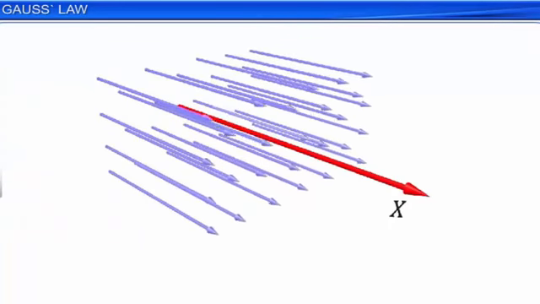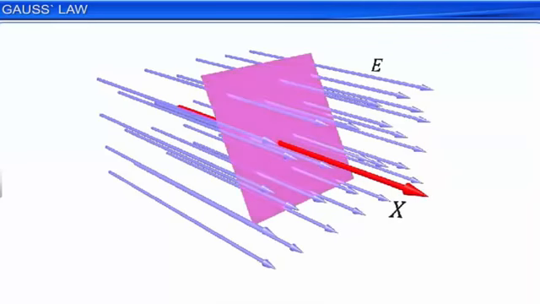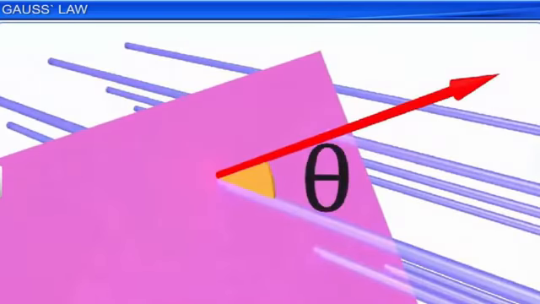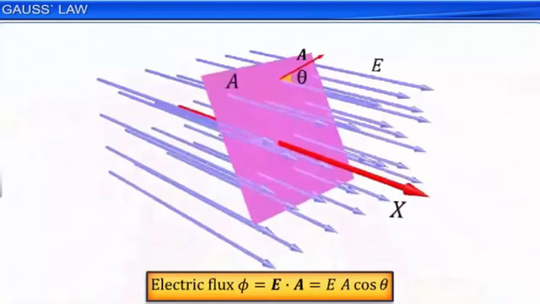Consider a uniform electric field of strength E along the x-axis. Consider a rectangular surface of area A placed in the uniform electric field such that its axis makes an angle theta with the direction of the field. In other words, the area vector A, which is conventionally taken along the outward normal to the surface, makes an angle theta with the direction of the electric field. The electric flux passing normal to this area is then given as phi is equal to E dot A or phi is equal to EA cos theta.